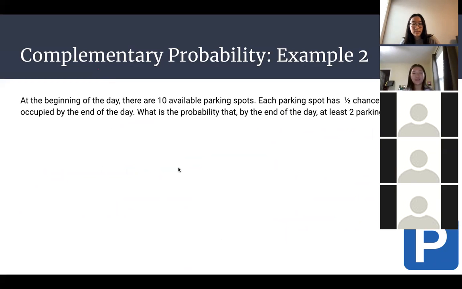Okay, so at the beginning of the day, there are 10 available parking spots, and each parking spot has a 1/2 chance of being occupied by the end of the day. So what is the probability that by the end of the day, at least 2 parking spots are open? Can you tell me what would be the opposite, what we would actually calculate and subtract from the whole? If we want to know the probability that at least 2 parking spots are open, then what is the opposite of that?